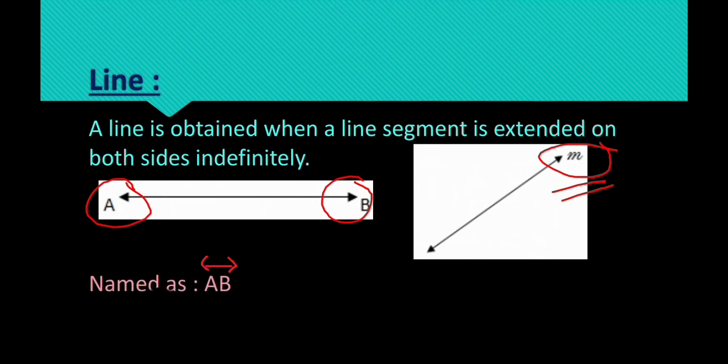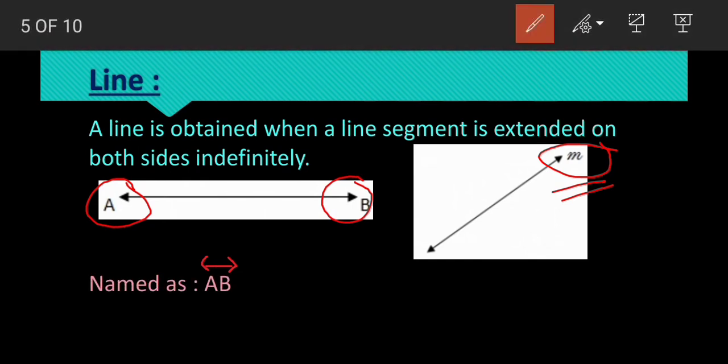Now come to how to represent that one. Look at this one. This line AB can be written as AB, and you have to draw a line with two arrow marks on both sides. This shows the line.